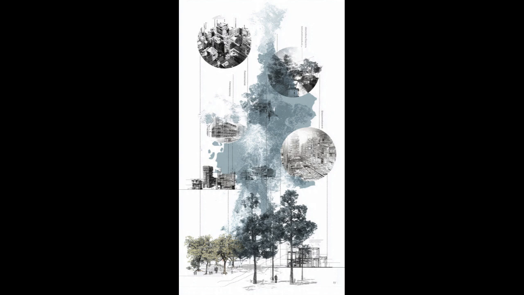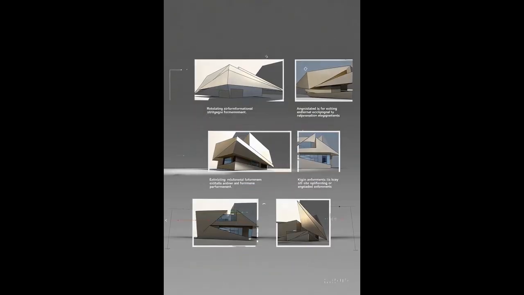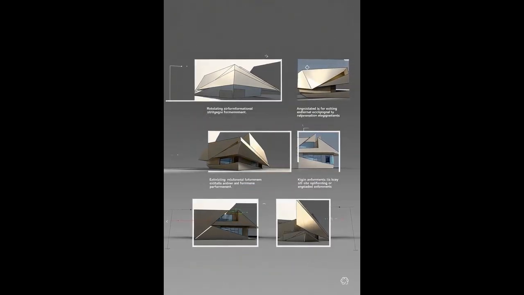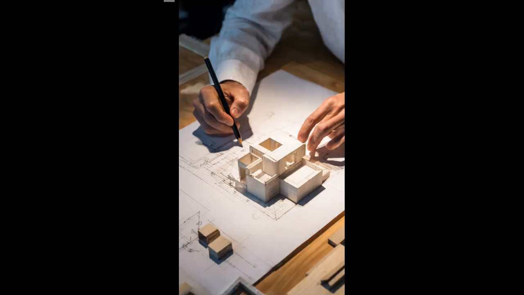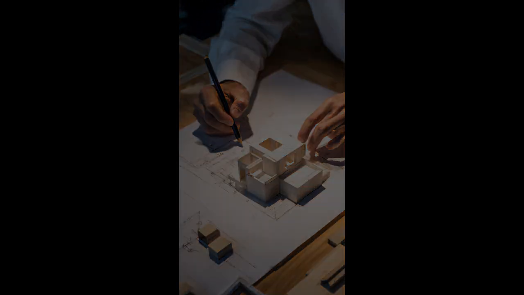Transformation strategies involve rotating, stepping, or splitting masses in response to site conditions or views. These manipulations help break monotony and improve environmental performance. Form should always respond to function and context, not personal style. Sculptural forms, without justification, often result in inefficient planning and construction challenges. Successful form development is iterative. Through testing and refinement, the architect arrives at a form that feels logical, balanced, and purposeful.